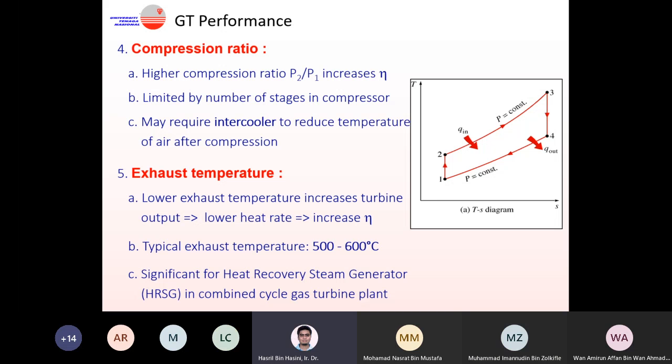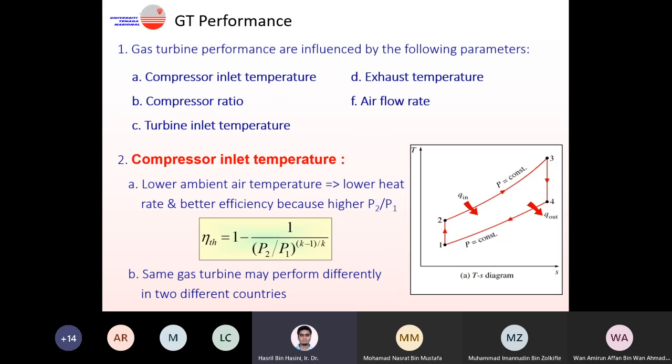Okay. When I talk about ambient just now, the first one, ambient, it affects the inlet to the compressor, right? You have fresh air that comes into the compressor. So that is one factor that relates to the ambient condition. The second one is the ambient, we are talking about the exhaust temperature. Okay, let me go back to the compressor inlet temperature. Okay, this is also ambient. When you talk about compressor inlet temperature, this is relative to the air that goes into the compressor.